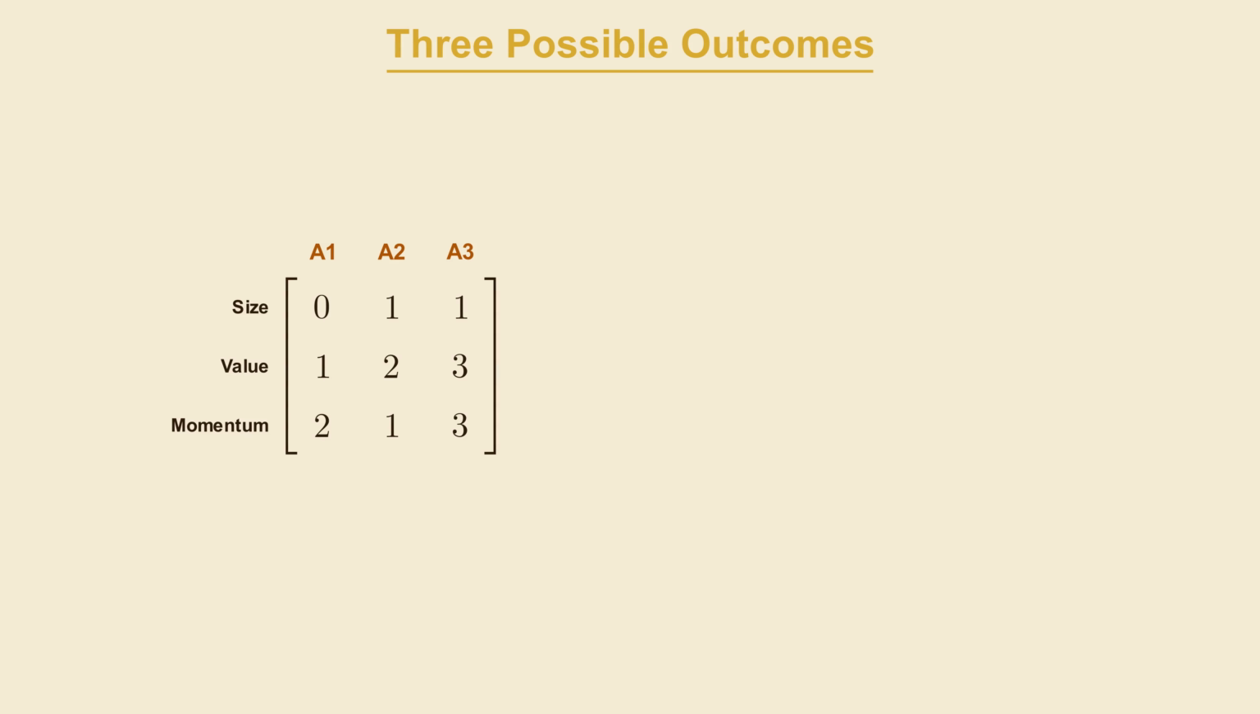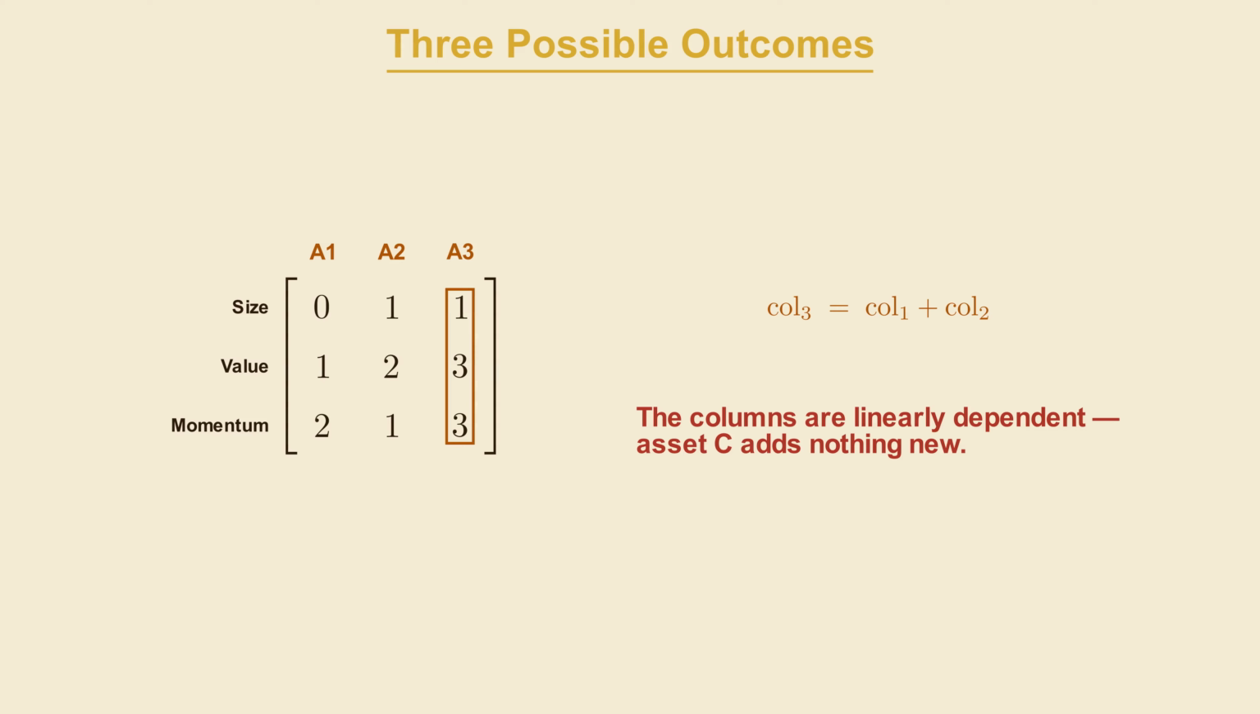Suppose asset C's factor exposure had been exactly equal to asset A's exposures plus asset B's exposures, factor by factor. In other words, holding 1 unit of asset C gives you the exact same factor exposure as holding 1 unit of asset A and 1 unit of asset B together. When that happens, the third column of the coefficient matrix is literally the first column plus the second column. When this happens, we say the columns are linearly dependent. The reason is that asset C is not adding anything new to the matrix. It's a redundant combination of the other two assets that we already have.